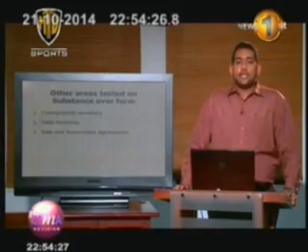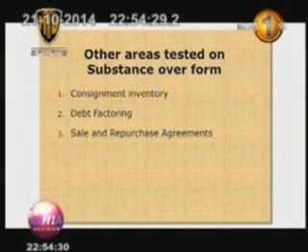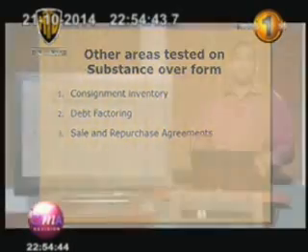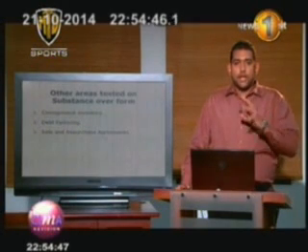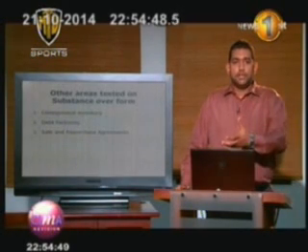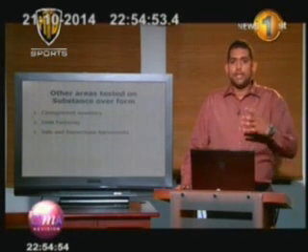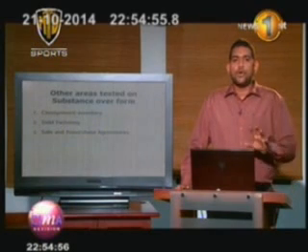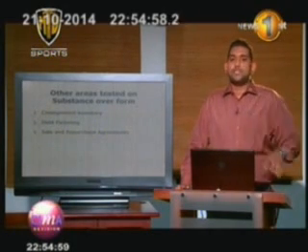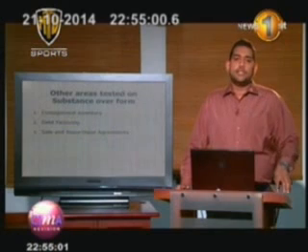The areas that can be tested under substance over form will include consignment inventory, debt factoring, sale and repurchase arrangements. Now if you look at sale and repurchase agreements, that is where you will sell your asset, but with a condition that the asset will be purchased back after some time. The transaction looks as if you are selling something, but there is a condition that you are going to buy it back after some time. If you are going to buy it back, that doesn't mean that you are really selling it. You are keeping your asset as a security and obtaining some sort of funding.